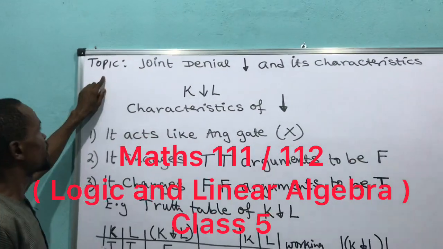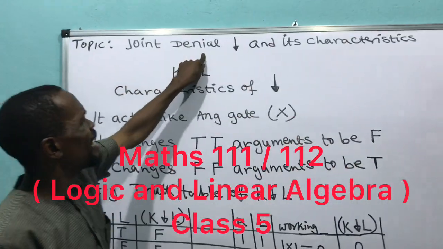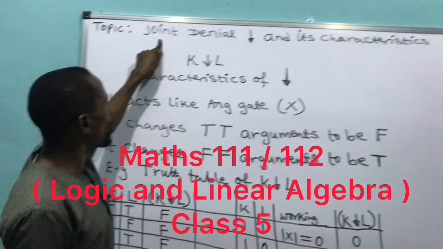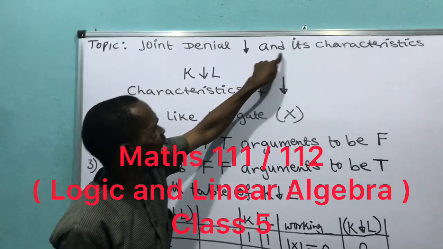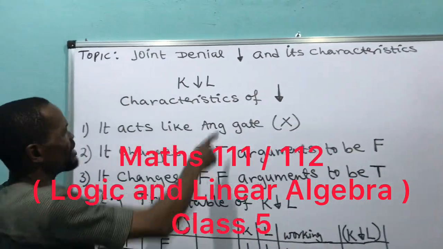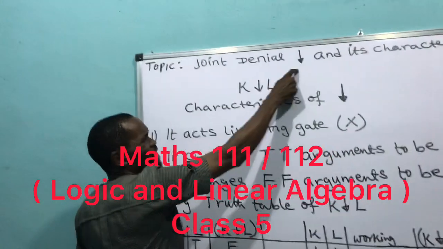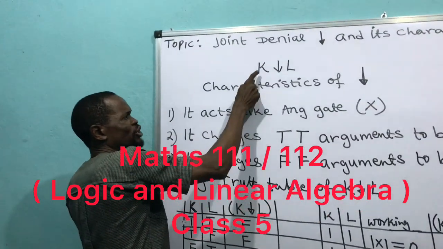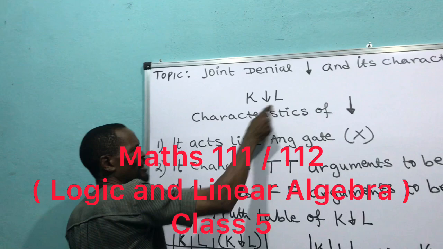Topic: joint denier. Look at the symbol and its characteristics. We are trying to know the characteristics of this man, how he judges.